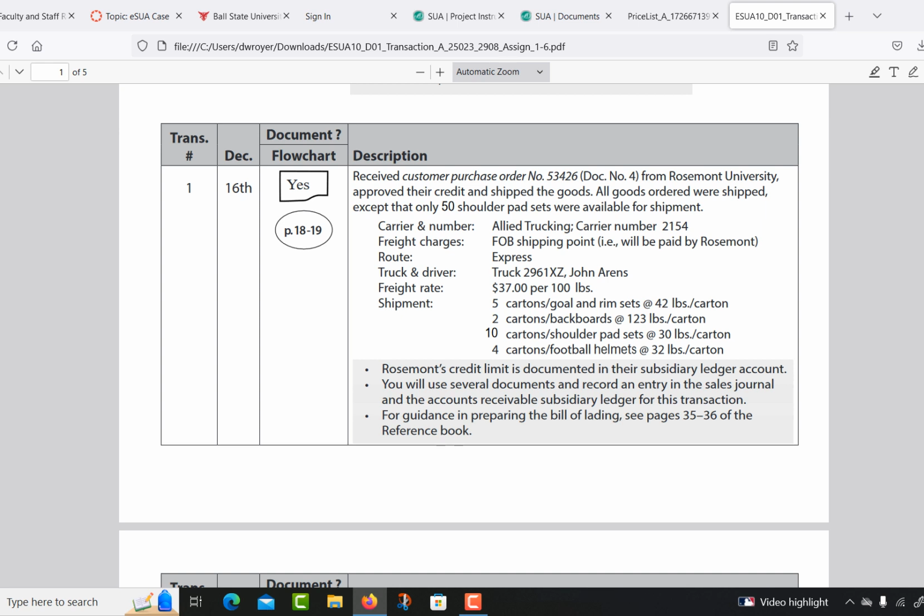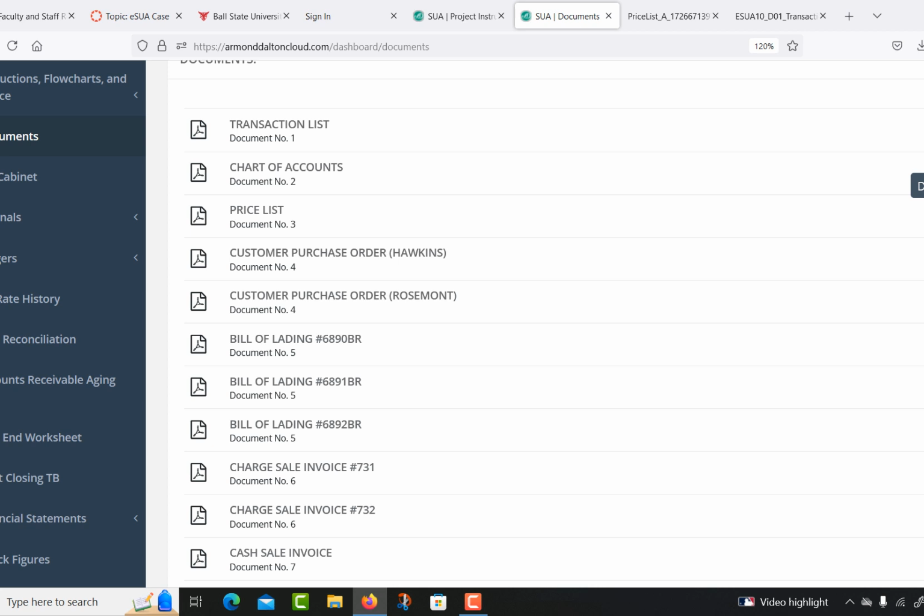This is basically a customer purchase order, and it's from Rosemont University. They requested certain goods. We shipped everything except 50 shoulder pad sets. So I already walked through this as a practice to see how this system would work, and I couldn't reset the document. So what I'm going to show you is what I've already done. So we start with this by looking at the flow charts.